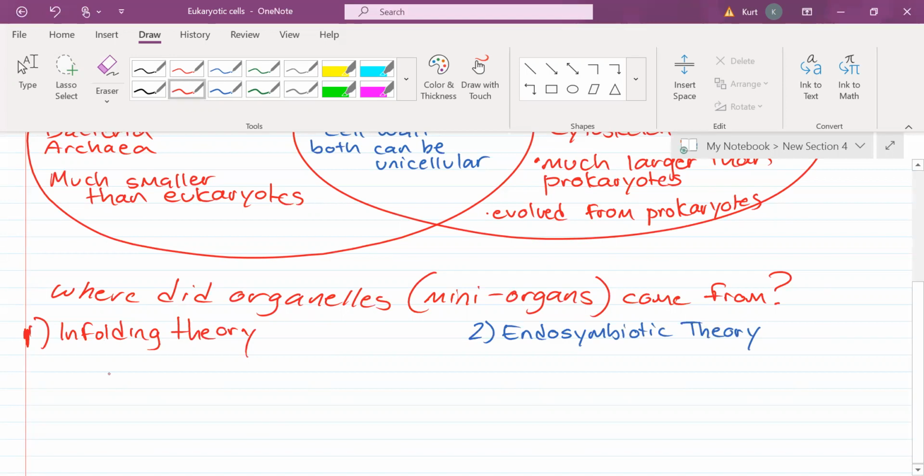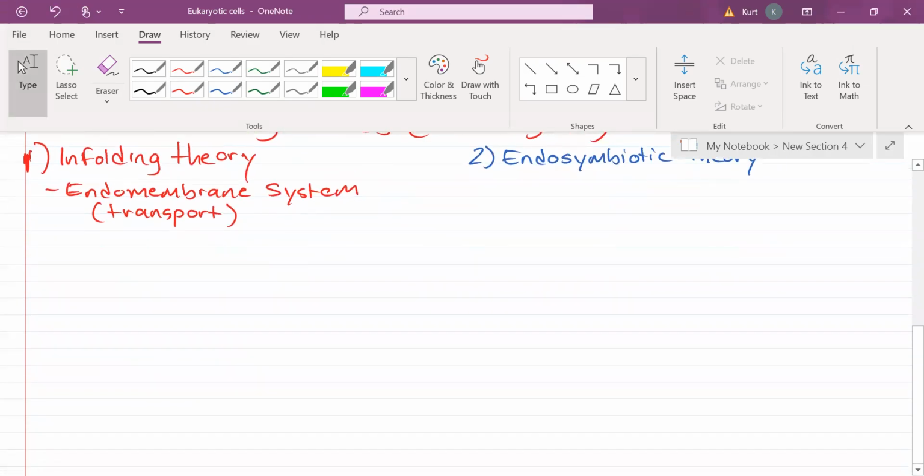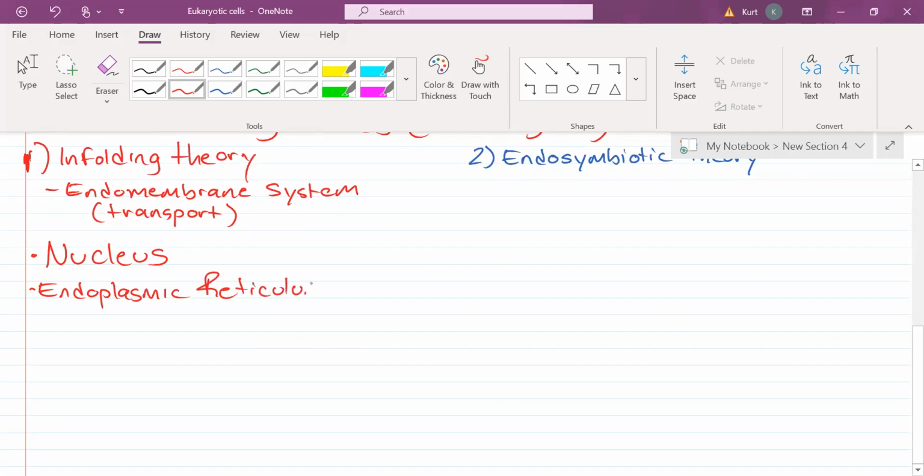So for the infolding theory, this is also called the endomembrane system concept. And this is all meant for transport, moving things from point A to point B to point C to point D all throughout the cell. The components of the cell that are involved in this endomembrane system, which we're going to get more into on the next video, are the nucleus and the endoplasmic reticulum. You can call that the ER so long as you know what that stands for.